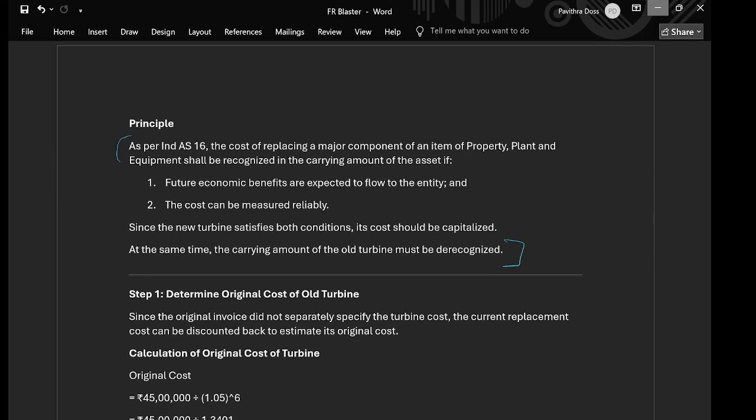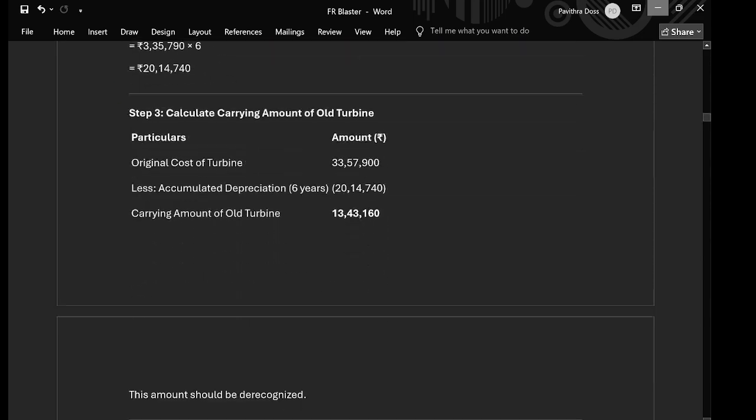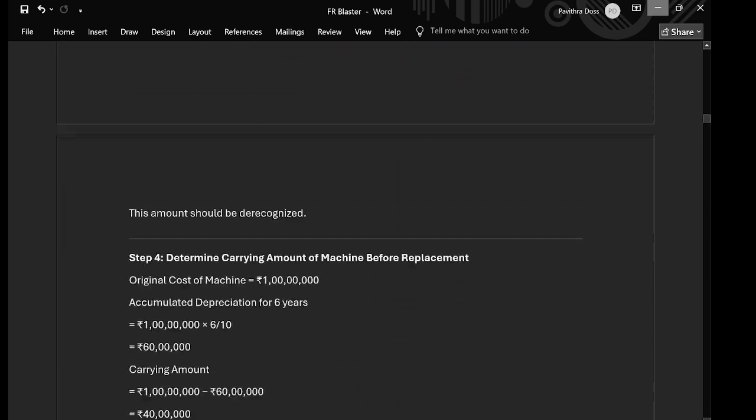So IND AS 16 tells that whenever a major component is to be replaced, and we are able to have future economic benefit, and the cost can be easily measured, then the cost of the new turbine will be capitalized, and the old turbine will be de-recognized, and we will also do component accounting for that. So that is a point in here.